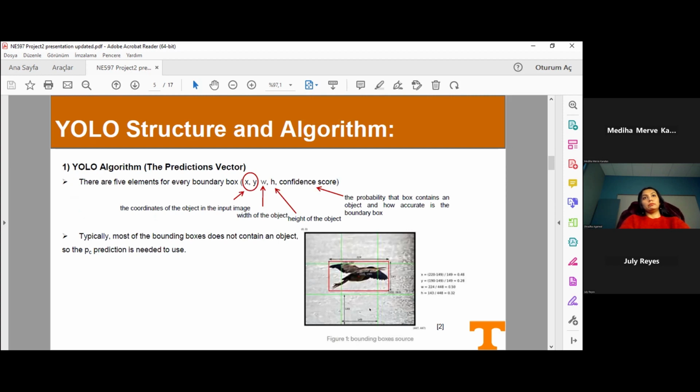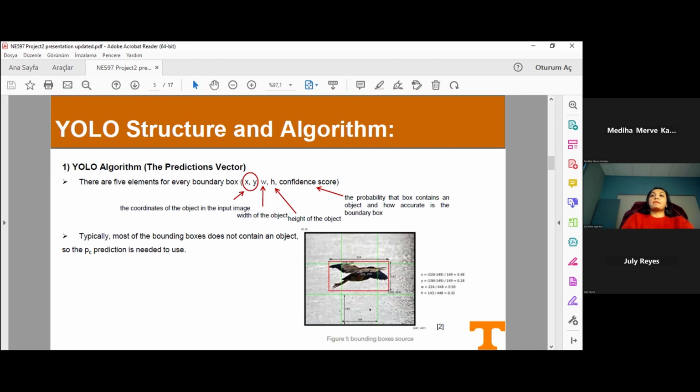In object detection, we usually use a bounding box to describe the spatial location of an object. The commonly used bounding box representation is the XY axis coordinates of the bounding box center and the width and height of the box. And there's also a confidence score. It's the probability that the box contains an object and how accurate the bounding box is.